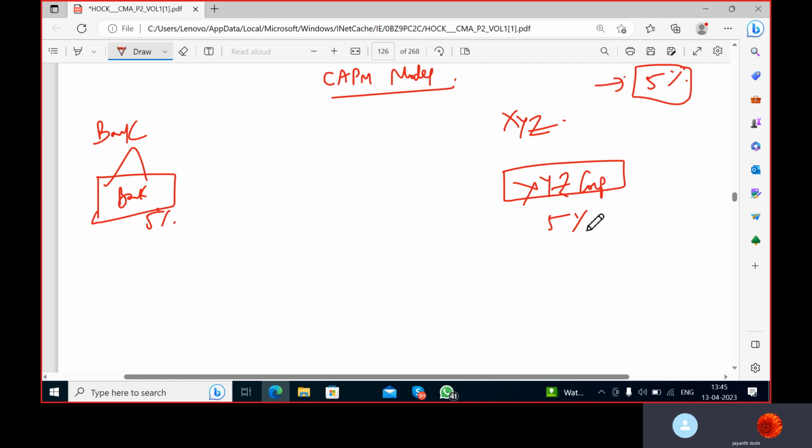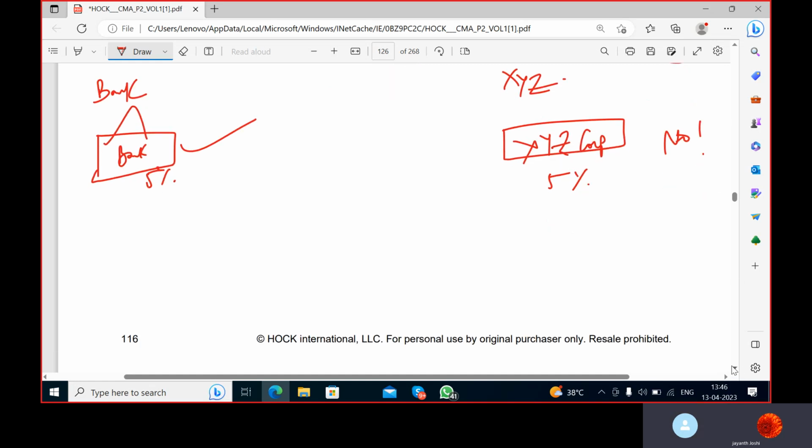Go with the bank 5%. Why? It would be secured. Because the money which you keep in the bank is a very secured investment. There's no risk at all. So 5% is something whereby you have zero risk and 5% return. So anyone would go for this. So we'll say yes and no to this. Okay, point number one.